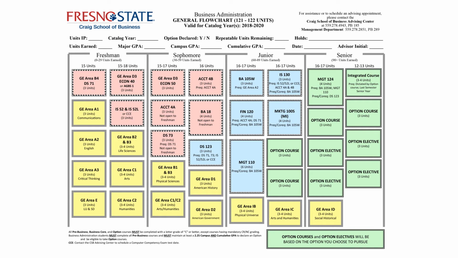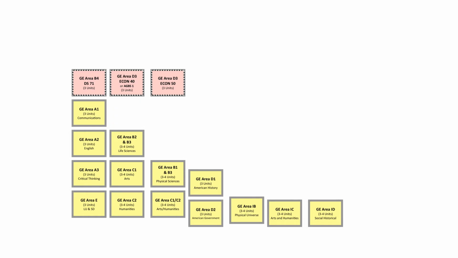The yellow course grouping represents the general education or GE requirements. As stated previously, DS71, Econ 40, and Econ 50 satisfy GE Area B4 and GE Area D3 requirements, as well as pre-business requirements. For the other GE areas, the course you select to satisfy the GE area is up to personal preference. It is important to pay attention to these GE areas, as you do not want to take a course that you do not need. If you already completed a GE Area B4 and/or a GE Area D3 course, you will still be required to take the pre-business courses from that area.